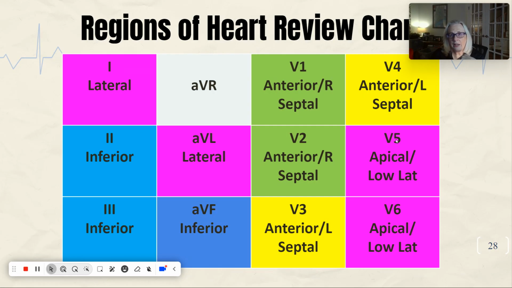So fill this chart in if you haven't finished it yet. You want to color code it just to make it look pretty. If you want to draw circles around it or highlight it, you can tell that they all go together. It's just a visual way to remind us of what the regions of the heart are, okay? If you need to pause it, go ahead and pause it. I'm moving ahead.